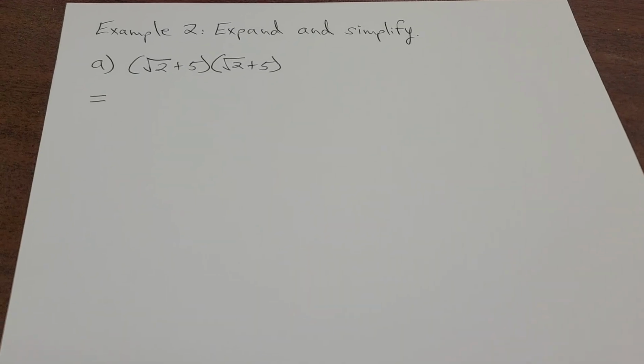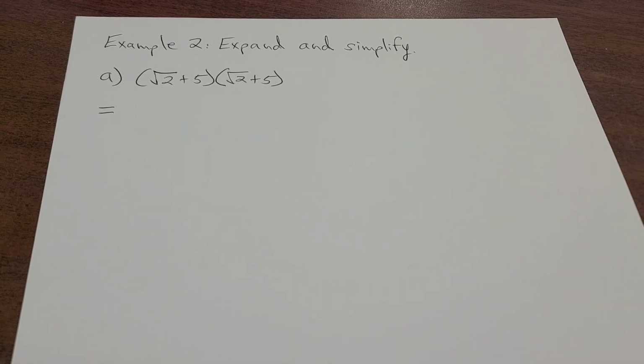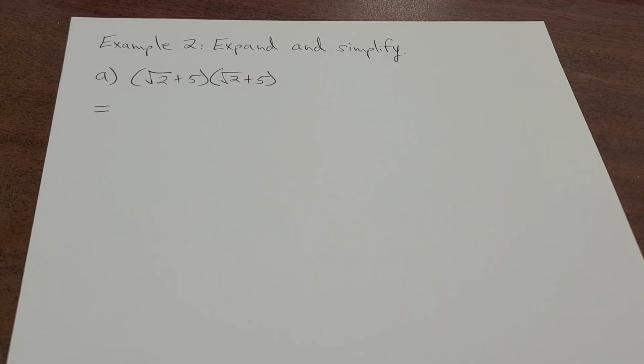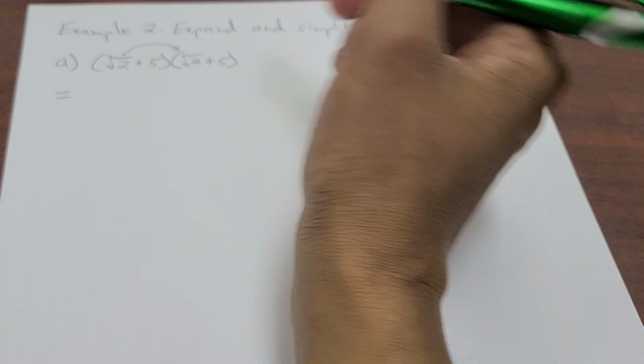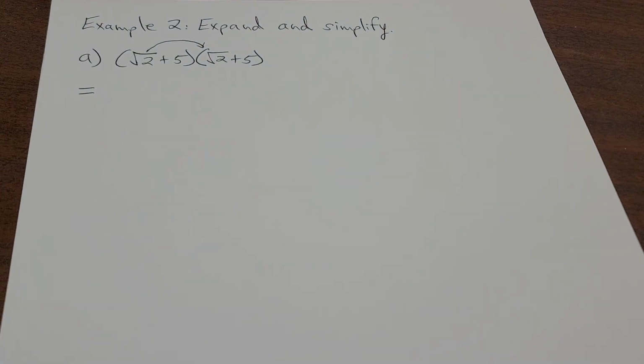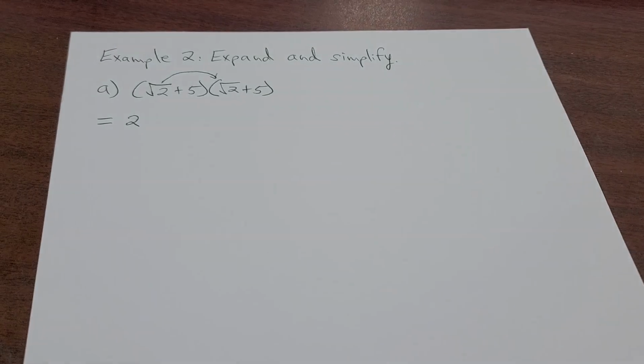All right, so let's go to example 2. It says expand and simplify. So we're going to use the FOIL method here. Okay, so look very carefully. I'm going to take the first term, times it by the first term in the second bracket. This is root 2 times root 2. It cancels out, and it's just going to be 2.